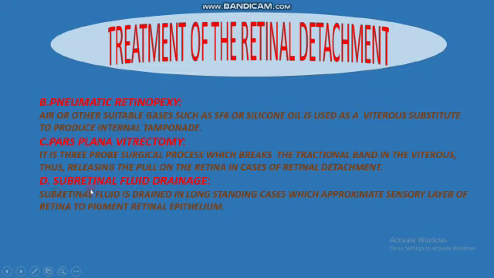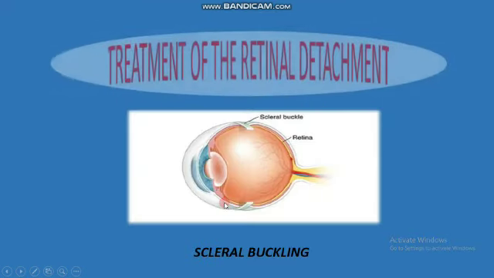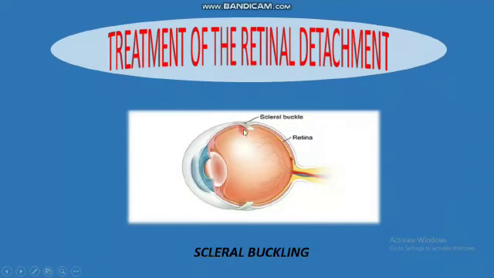And the fourth one is subretinal fluid drainage. The subretinal fluid is drained in long-standing cases, which approximates the sensory layer of the retina to the pigment epithelium layer. Now here you can see the diagram of the scleral buckling, in which a buckle is induced and then it is sewn surgically, which pushes the sclera towards the middle of the eye and approximates the retinal layers.